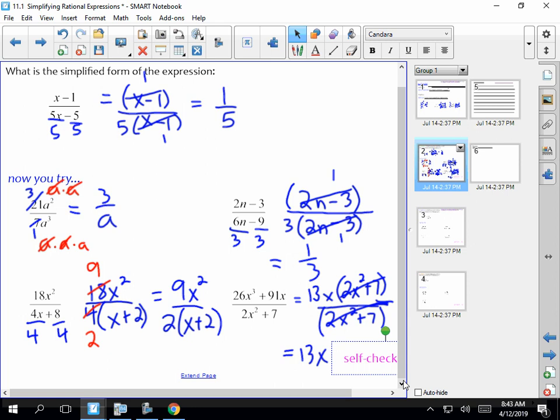Any questions on any of those? I guess the moral of the story here is pull out the GCF. And when you pull out the GCF, expect what's left over maybe to match what's on the bottom. Okay, at least to some degree. And you can cancel it. All right, we'll go on to problem 2.